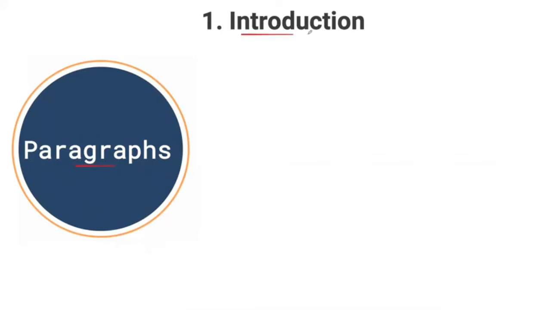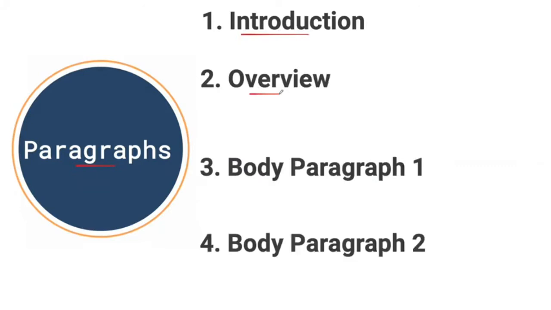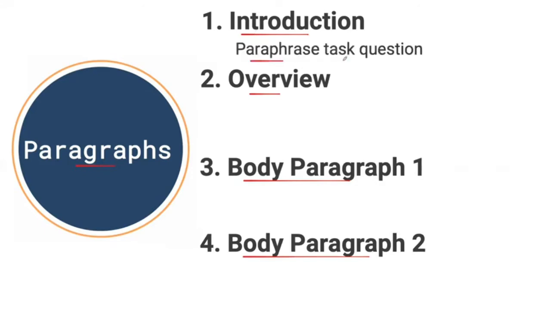The first one, of course, is the introduction. The second is an overview. And then the third and fourth are going to be your body paragraph 1 and your body paragraph 2. 3 and 4 go hand in hand with what we just wrote for our first and second groupings. In your introduction, you are going to paraphrase the task question. So you're basically saying what is in your writing prompt, but you're using your own words. I'll show you how to do this in just a minute.